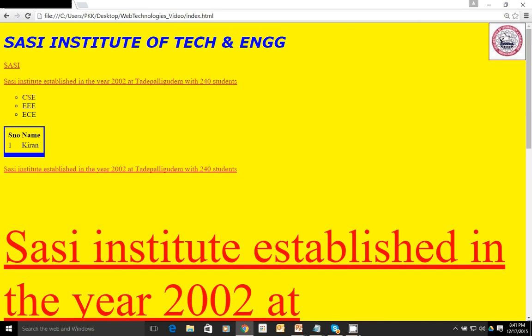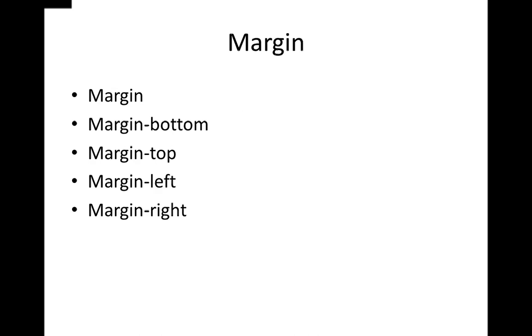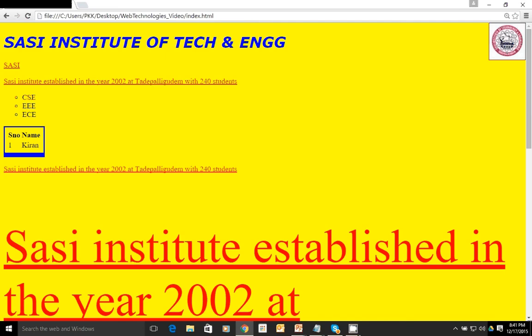Suppose you don't want that gap everywhere. I want to maintain it only at the left side, or only at the right side, or only at the top, or at the bottom. Yes, you can, with the help of padding-bottom, padding-top, padding-right, and of course padding-left. And we also have something called margin. Margin is the distance from the start of the page to the start of the table. Here we have little space. I want to put some margin here.